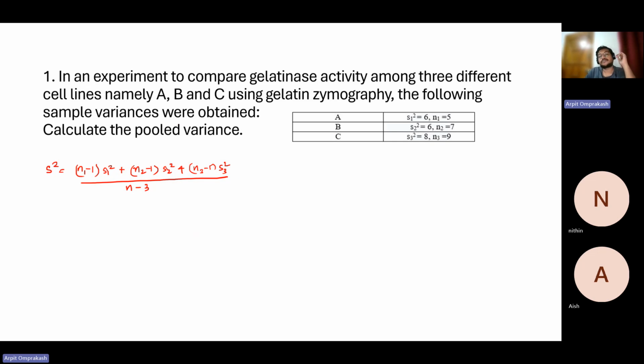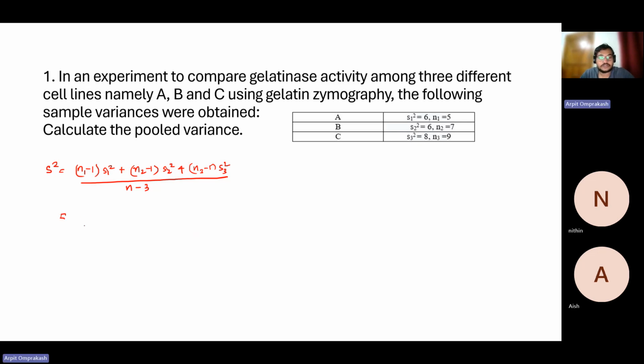If we have k populations or samples, then we can continue this: n3 minus 1 into S3 square plus dot dot dot till nk minus 1 into Sk square, and the denominator would then be n minus k. So what we know is n1, n2, n3, S1 square, S2 square, S3 square. So it comes quite easy. You just write down the values.